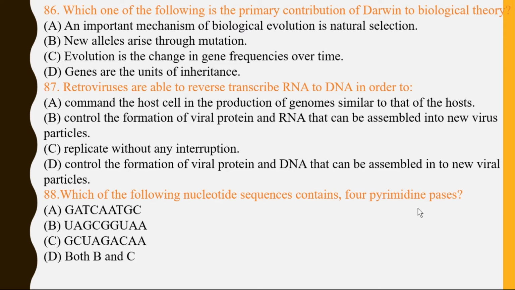Question number 88: which of the following nucleotide sequences contains 4 pyrimidine bases? A, GATCAATGC; B, UAGCGGUAA; C, GCUAGACAA; D, both B and C.